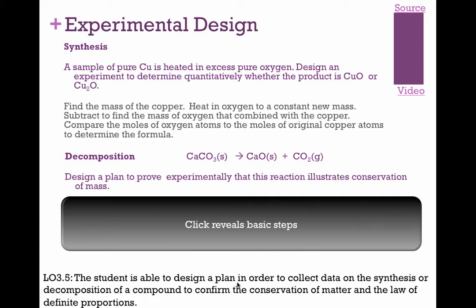And then compare moles. Always compare your moles. But if we compare the moles of oxygen to the moles of copper, that's going to give us our mole ratio. If it's copper 2 oxide, what's the mole ratio of this copper to oxygen in CuO? 1 to 1. If it's copper 1 oxide, it's 2 to 1. That's how we're going to tell whether it's copper 1 or copper 2.